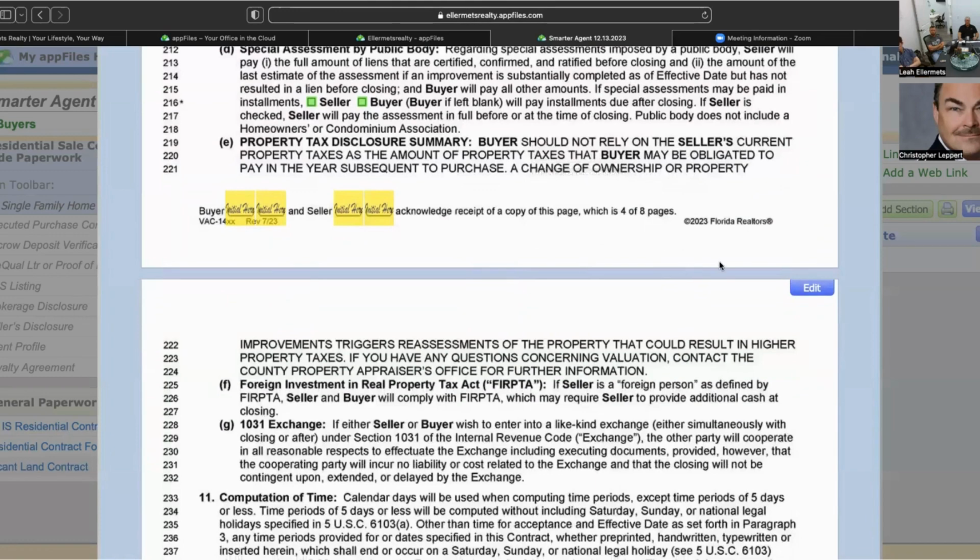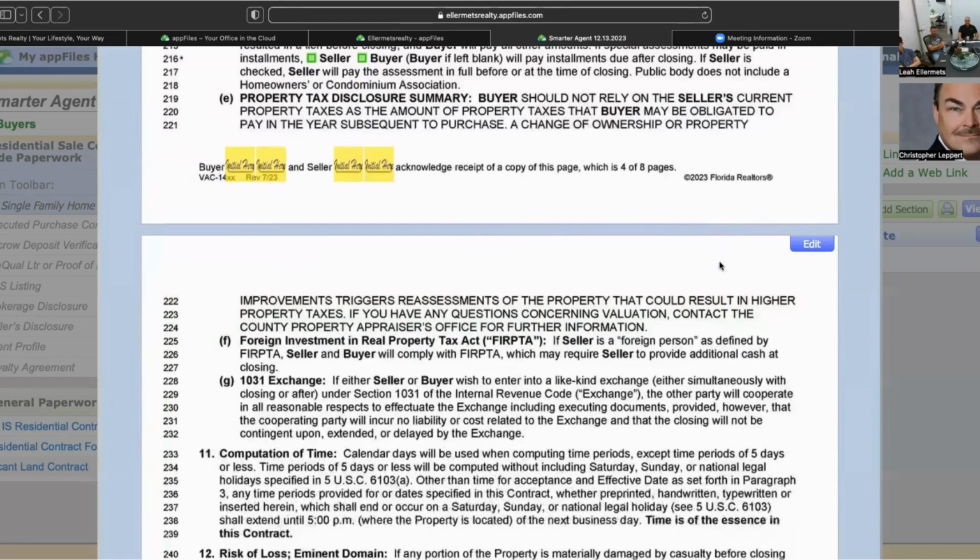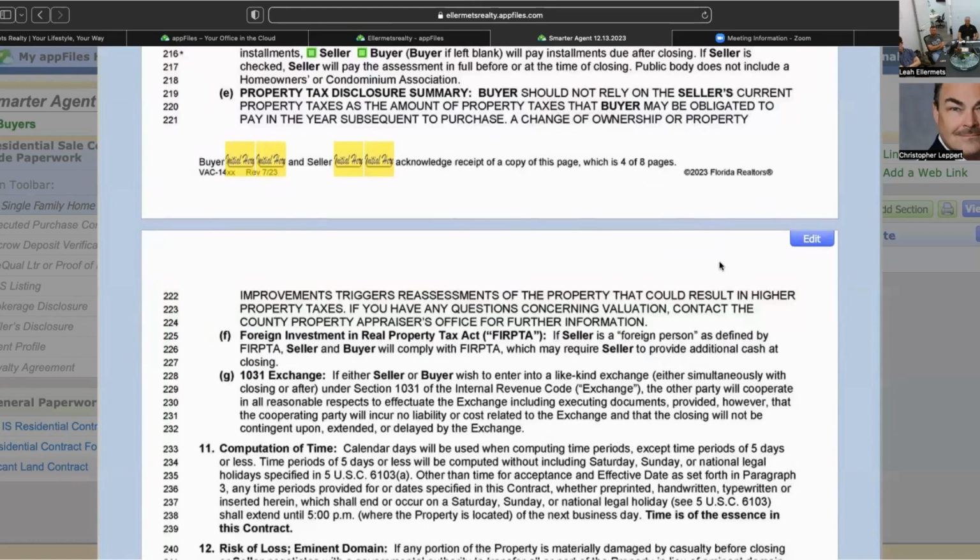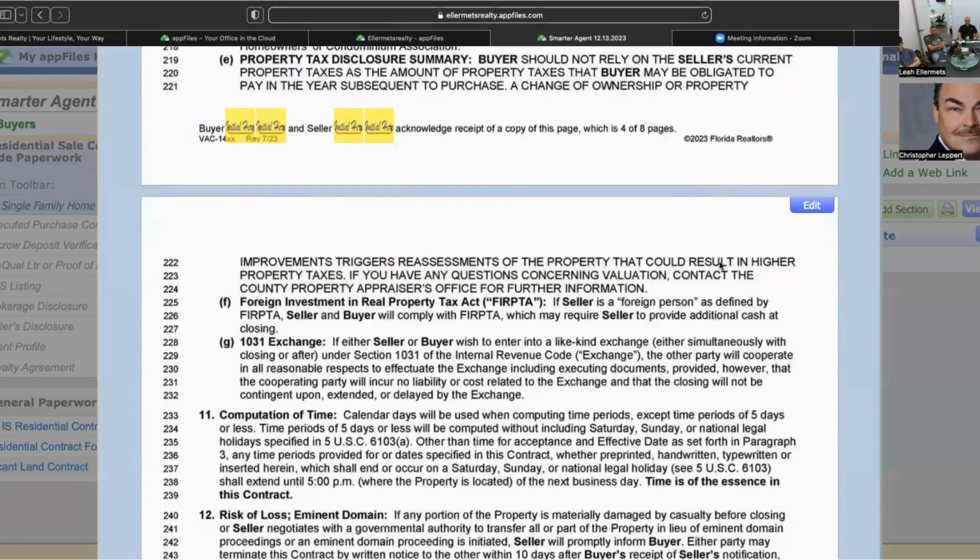So property tax disclosure summary. It's really nice if we can get some disclosures out of sellers, but oftentimes they don't know.